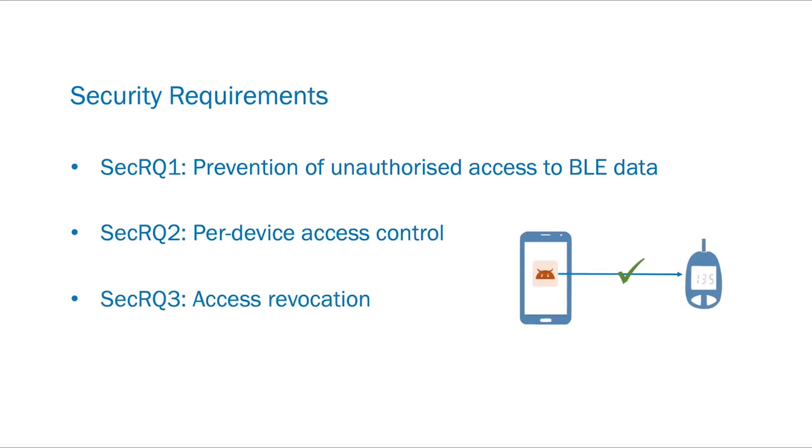The third requirement is that the user must be able to revoke access that has previously been granted to an application for a BLE peer device. This would be similar to what happens today in Android and iOS, where you can go to the settings of the phone and change the permissions that you grant to a particular app. Something similar should be possible for BLE devices as well.